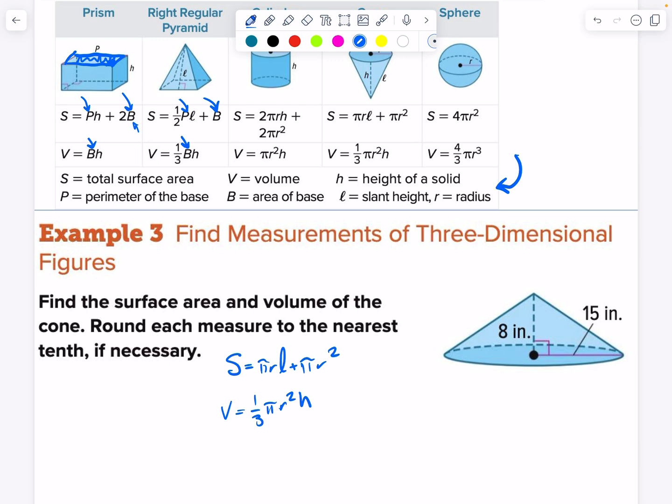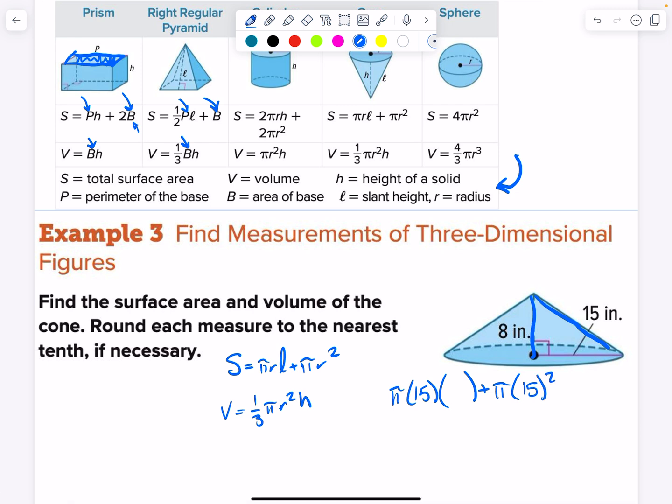So really all we need to find the surface area is the lateral height, so we need to find the slant height of this, and then we need to use the radius. So I know the radius in this is 15, so pi times, we'll say the radius is 15, and then I need to find that lateral height, so I'm going to leave that blank for just a second, and then pi times 15 squared.